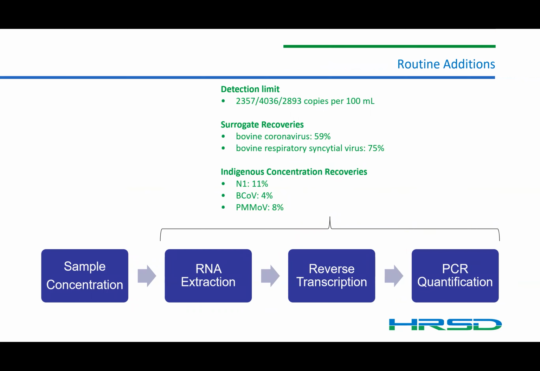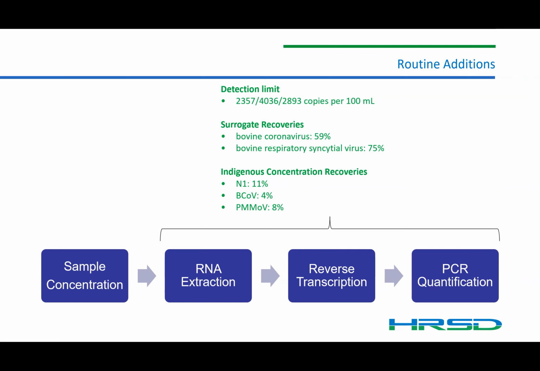Now, what I just showed in the previous slide is our standard workflow for our weekly samples. But every once in a while, we do supplemental samples to get more information out of our workflows. For instance, one of our more popular routine additions is running straight sample, so unconcentrated samples. We do this on about a monthly basis.